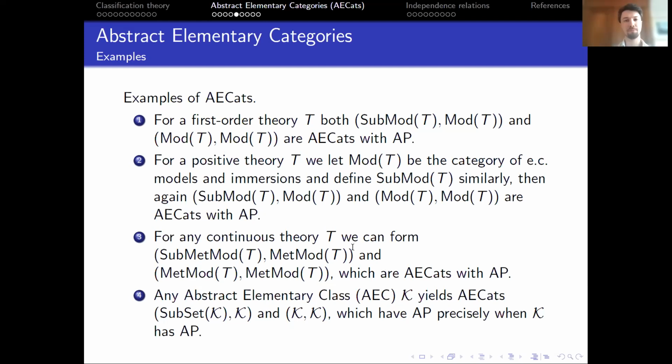All right, so these are examples. And maybe try this if you want to keep a concrete example in mind. I think that this one, subsets of models and models, is the best one to think about.